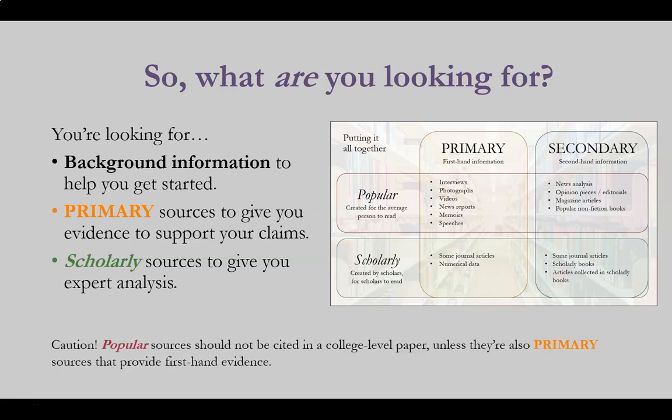So I want to caution you about that upper right-hand corner of the chart. This is my word of caution. Popular sources should not be cited in a college-level paper unless they're also primary sources that provide first-hand evidence. This means, for example, that you shouldn't necessarily trust an opinion piece that you read in a magazine or a newspaper or on the internet, because if it's meant for a popular audience and it's not written by an expert, then it has no value to you. All that you're looking for is primary sources and scholarly sources.